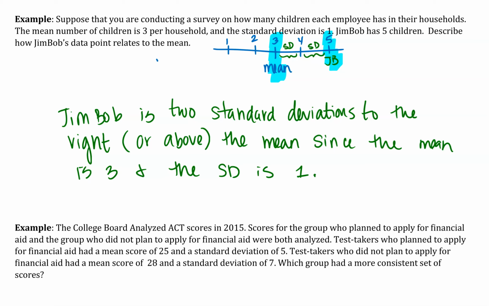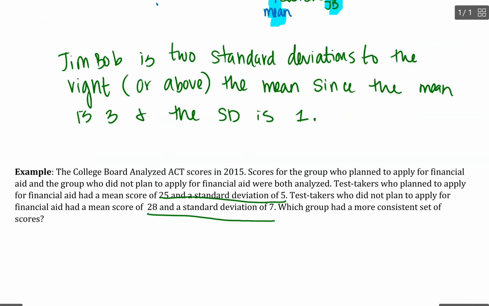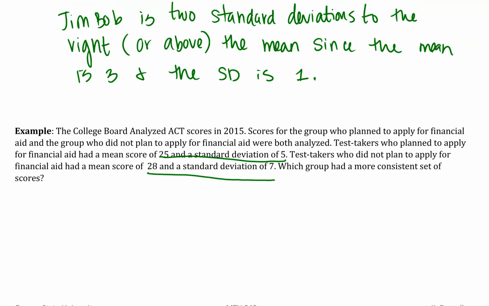Let's try another one. The College Board analyzed ACT scores in 2015. Scores for the group who planned to apply for financial aid and the group who did not plan to apply for financial aid both were analyzed. Test takers who planned to apply for financial aid had a mean score of 25, standard deviation of 5. Test takers who did not plan to apply for financial aid had a mean score of 28 and a standard deviation of 7. Which group had a more consistent set of scores?